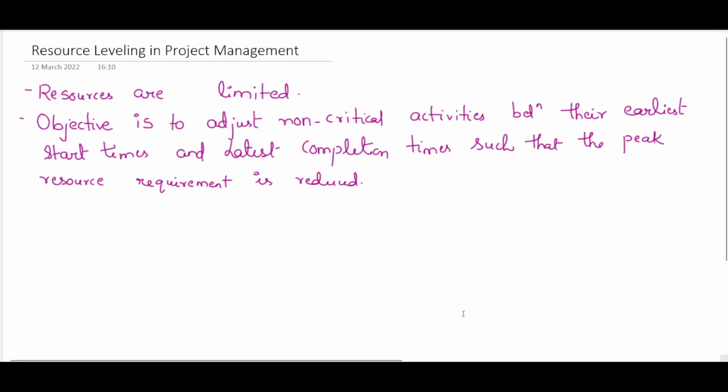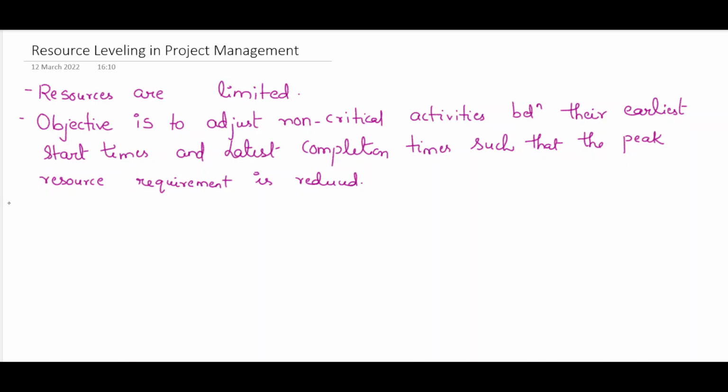Today I am going to teach you about resource leveling in project management. As we know, resources are always limited, and the objective is to adjust our non-critical activities that we have drawn in our network in CPM between their earliest start times and latest completion times such that the peak resource requirement is reduced. I will show that by example: first we will try to reduce the duration of non-critical activities rather than disturbing the critical activities.